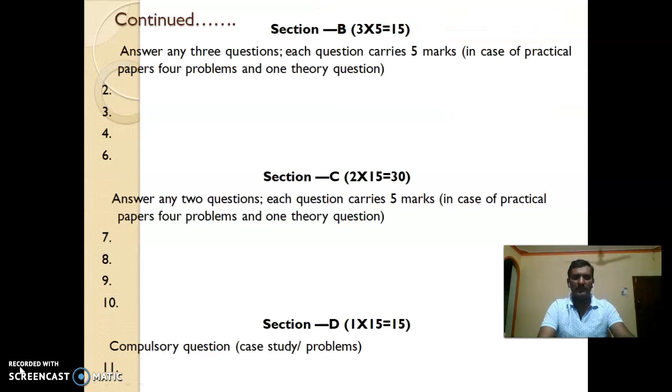And in section B, there will be 4 questions, of which you have to attempt 3 questions, 5 marks each. And in section C, you have to attempt 2 questions out of 4, carrying 15 marks each. And in section D, it is a compulsory question. It is usually based on a case study or a problem. 2 questions will be given, of which you have to attempt 1 question.